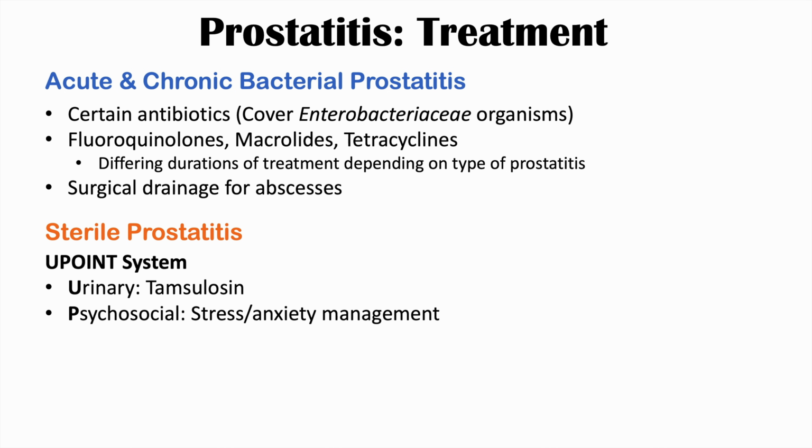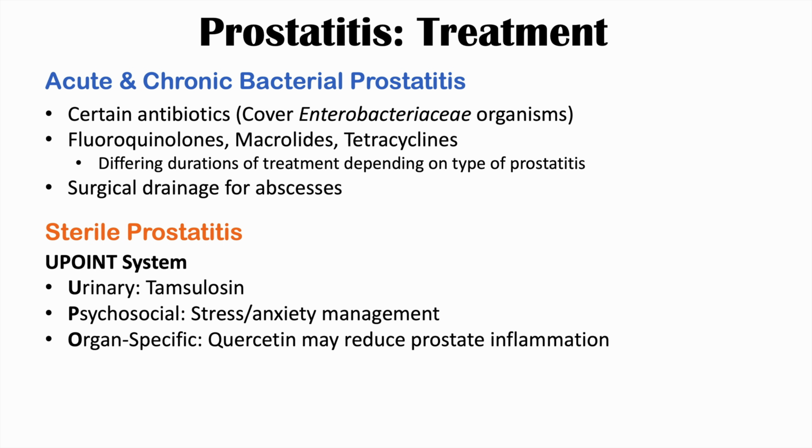We mentioned stress being a risk factor for actually getting prostatitis. So P in U-point is for psychosocial, and this stands for stress and anxiety management. O stands for organ specific. So this is more specific to the prostate gland itself. Quercetin is found in a variety of vegetables, and this can actually help reduce prostate inflammation. The I in U-point stands for infection related, so this basically stands for antibiotics. So if there is a question of, well, perhaps this is sterile prostatitis, but there may be some bacteria that have also seeded the prostate gland, antibiotics may be used as well.